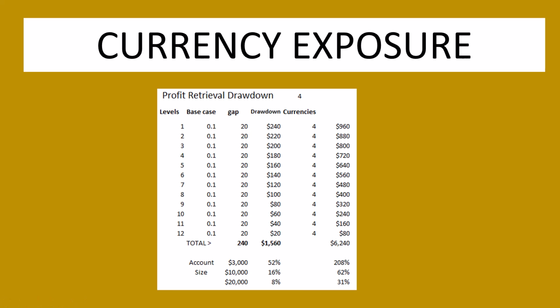On a $10,000 account, you're going to have a 62% drawdown, and on a $20,000 account, you can have a 30% drawdown. So reducing the number of currencies that you trade. Instead of trading 4, you just trade 1, such as in the base case, and that immediately reduces your drawdown exposure and gives you equity protection, because you are now reducing your exposure to excessive drawdowns.